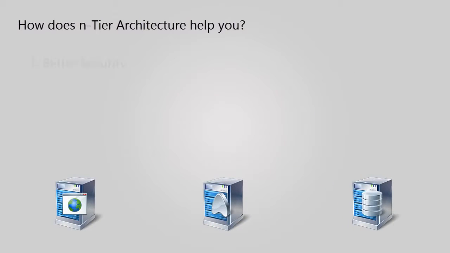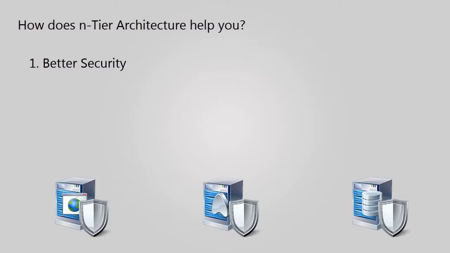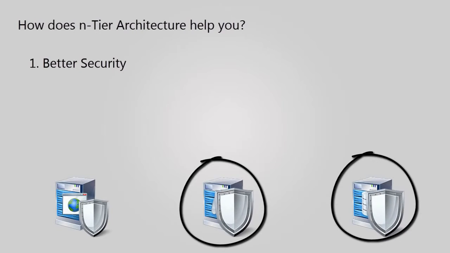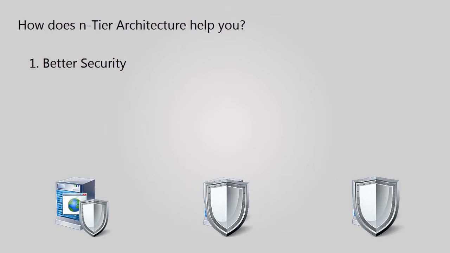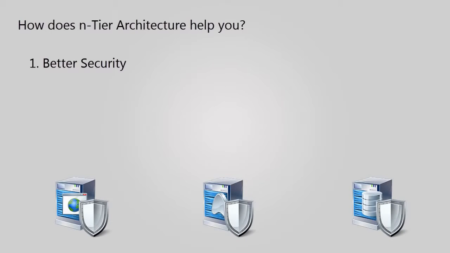First, this is more secure. N-tier architecture lets you enforce security differently for each tier. For example, the business logic tier and the data tier may require more security than the presentation layer. N-tier architecture gives you full control over security on each layer.